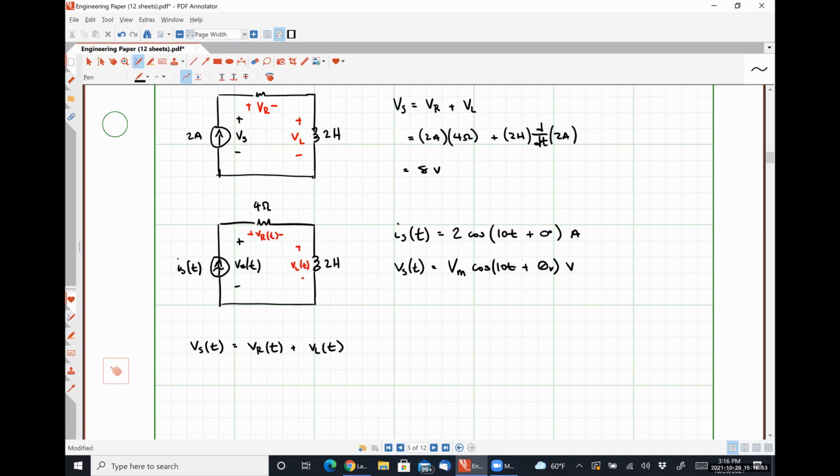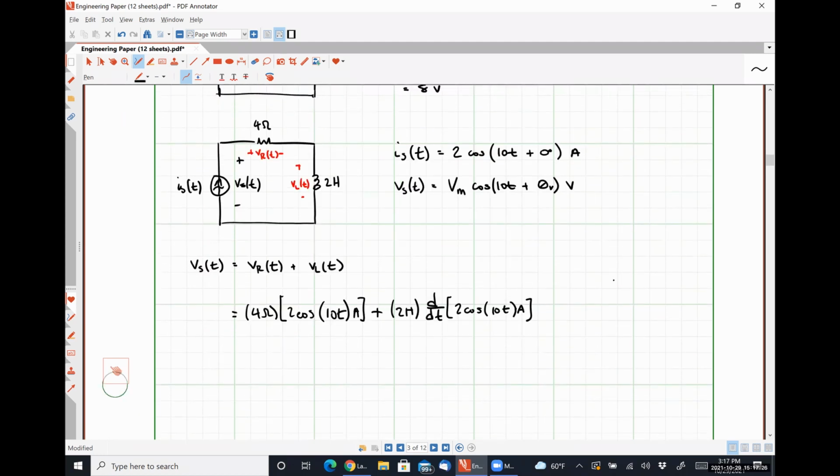So Vr of t is just going to be 4 ohms times our current Is of t, 2 cosine 10t amps. And VL of t is going to be L, which is 2 henries, times the derivative of Is of t, again, 2 cosine 10t amps. So this first term is pretty straightforward. I'm going to have 8 cosine 10t volts.